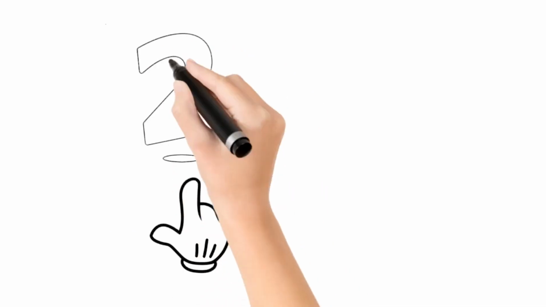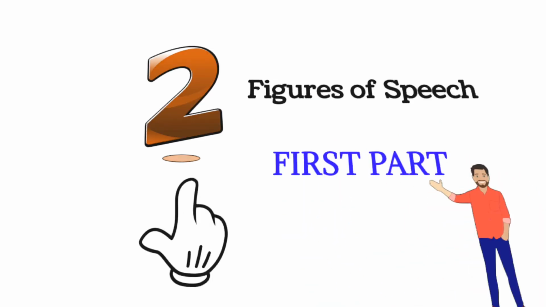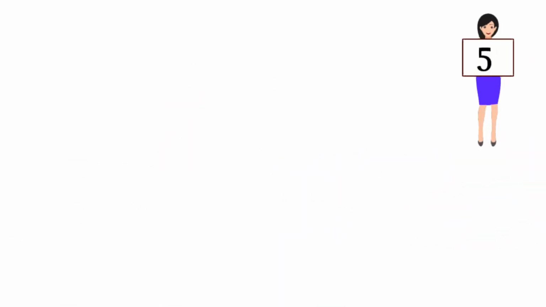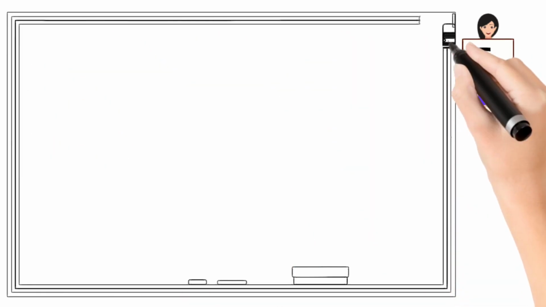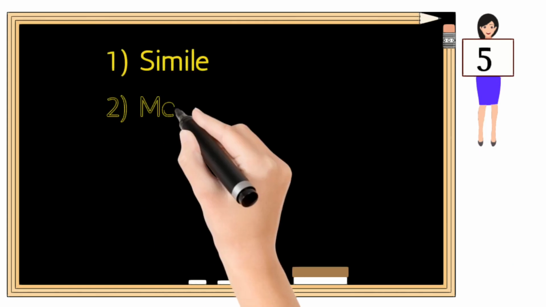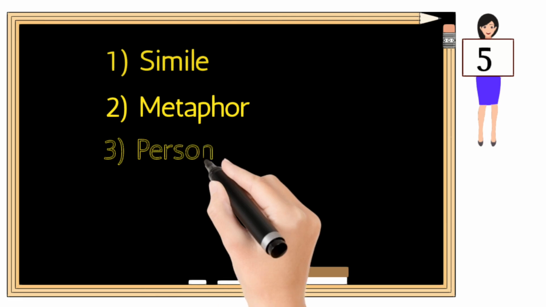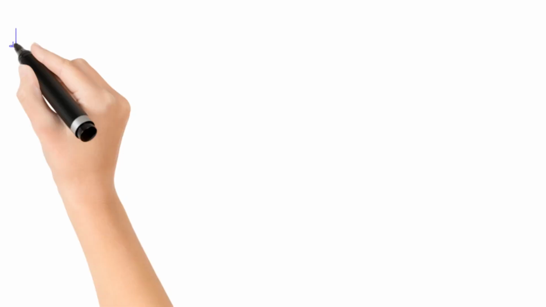Friends, I have made two videos based on the figures of speech. In this first part, we will discuss the 5 figures of speech that are commonly used in the poems of 9th and 10th English course books. They are simile, metaphor, personification, alliteration, and repetition. Now let's see one by one.